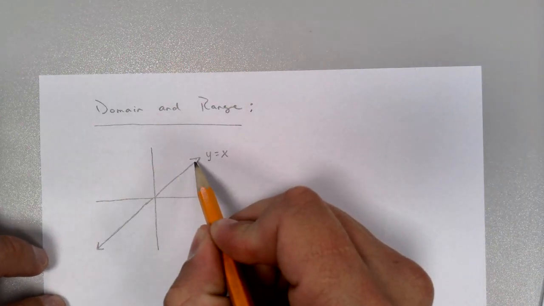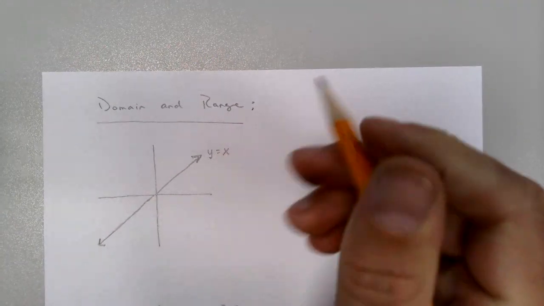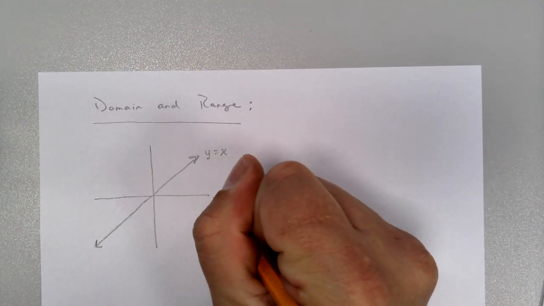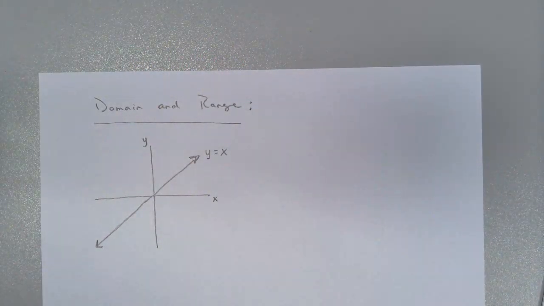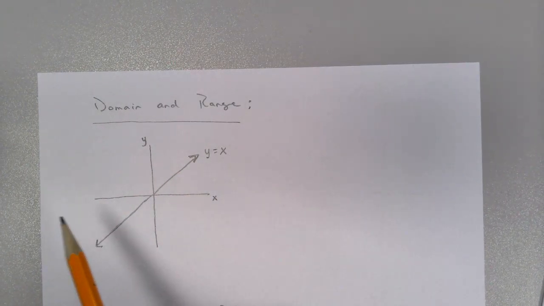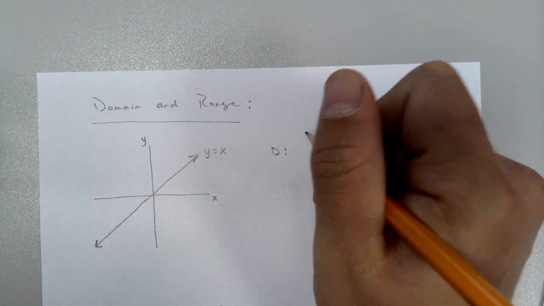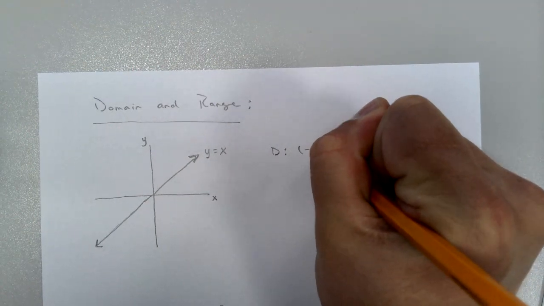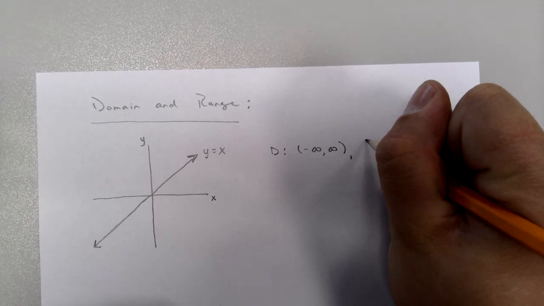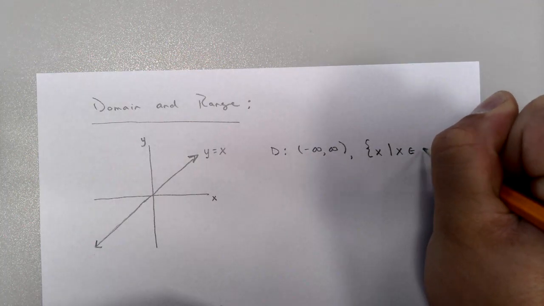So here we could see that our line y equals x, we have these arrows at the end of our line here and here. This simply means that it keeps going on forever without bound, without any disruptions in the x direction and in the y direction. So for every value of x, there's going to be some output y going from negative infinity all the way to positive infinity. And so our domain in interval notation can be written as negative infinity to positive infinity. And in set builder notation, we can write the domain as the values of x such that x is an element of the real numbers.